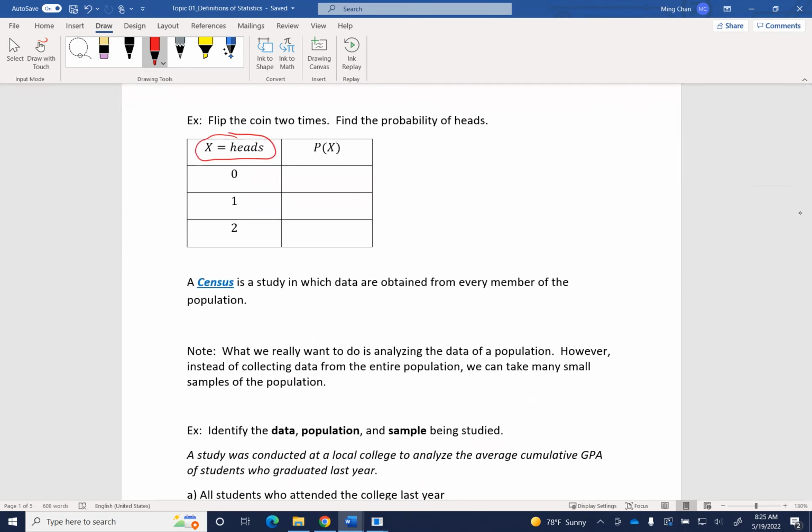All right, a census. The word census is a study in which the data are obtained from every member of the population. So when the government takes a census, every population census every 10 years, that is trying to collect data from everybody in the population.